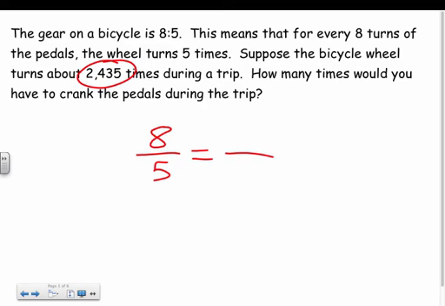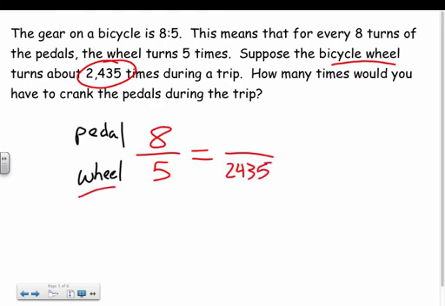Well, I got to figure out where should I put this 2435. Should I put it on top or bottom? Well, if I think about it, this 8 stands for turns of the pedal, where the 5 stands for the wheel turns. So they should match up. So the pedal turns are on top, which we don't know, because this says bicycle wheel turns, right? The 2435 are bicycle wheel turns. So I got to keep the wheels on the bottom. So 2435 goes on bottom. Well, since we don't know how many pedal turns, give it a variable. I'll use x. You could use p for pedal, I suppose. I just use x most of the time if I don't know something.